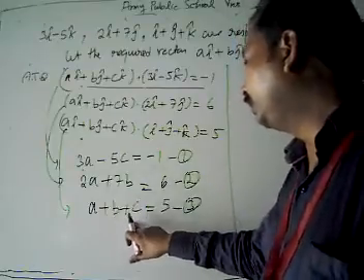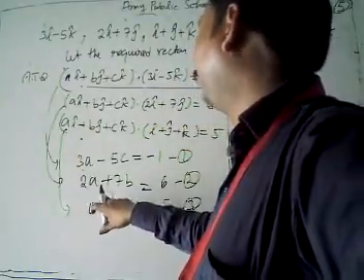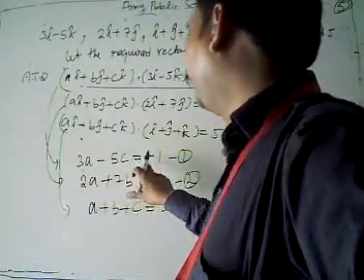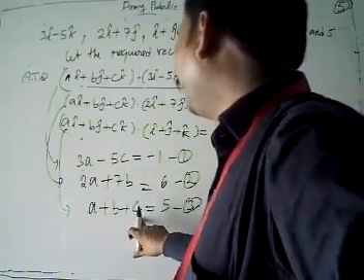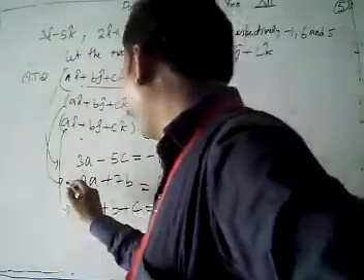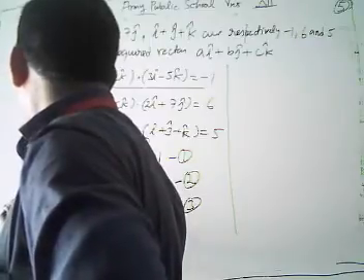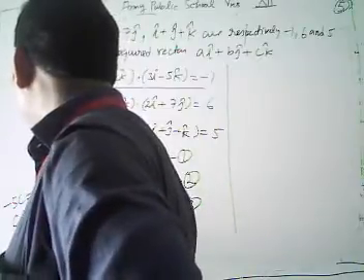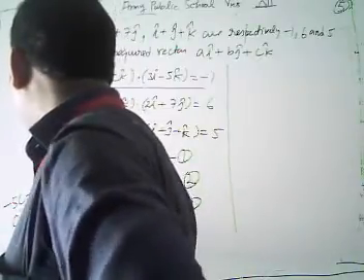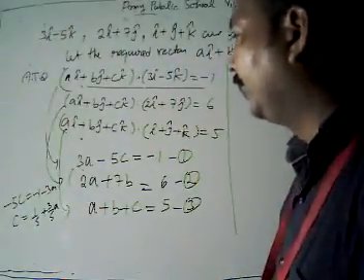Then from here we have an equation, 3a is equal to... since it's a and b, we are going to put the value of c from here. From here we get the value of c: minus 5c is equal to minus 1 minus 3a, and then the value of c is 1 by 5 plus 3 by 5a.